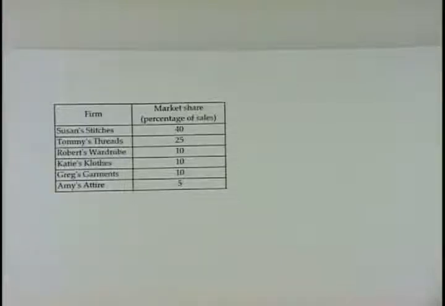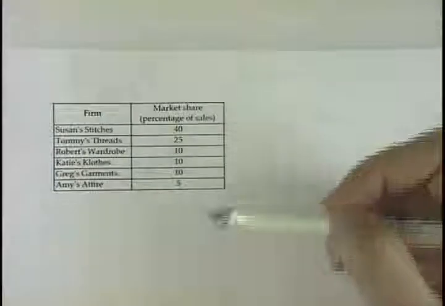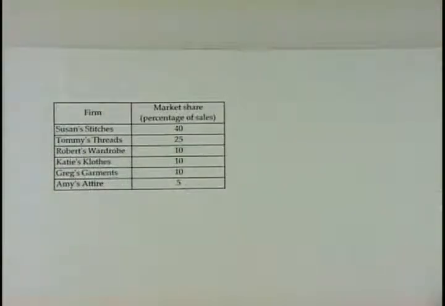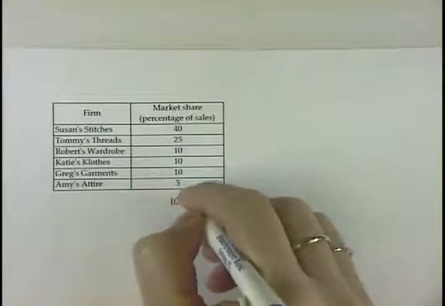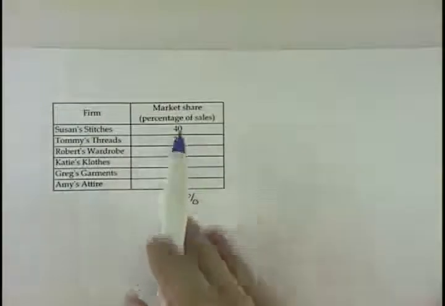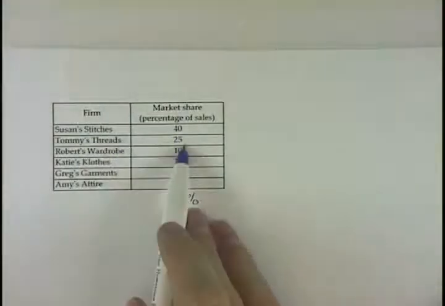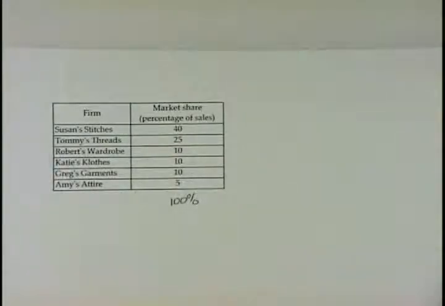For this, we're going to learn about the different measures of concentration in an industry. So what we've got here is some firms and their market share. So what percentage of the overall market do these firms have as far as their sales? If we add all of these up, it should add up to 100%. So each one of these is a percent. Susan's Stitches has 40% of the market share. Tommy's Threads has 25%. So if we add up all of these, we get to 100%. So that is the total market for this industry.